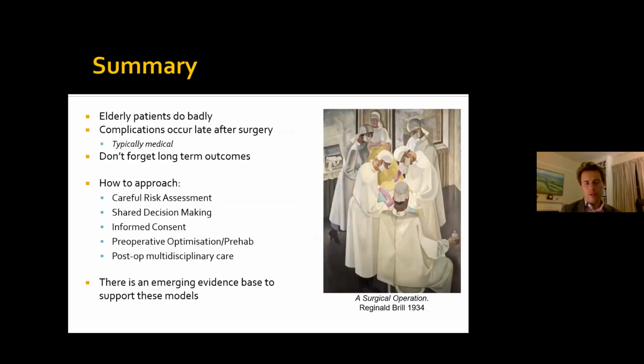So in summary, older patients do badly. Complications are typically medical and occur late after surgery, not just in the operating theatre. But we also must remember not to forget the longer term outcomes, such as functional decline and frailty, which are really important from a consent perspective. Risk assessment is going to be fundamentally important in these sorts of patients, along with shared decision making between surgery, anaesthesia, medicine, and patient and their relatives. And also informed consent will be a way of dodging medical legal issues, hopefully, going forward.